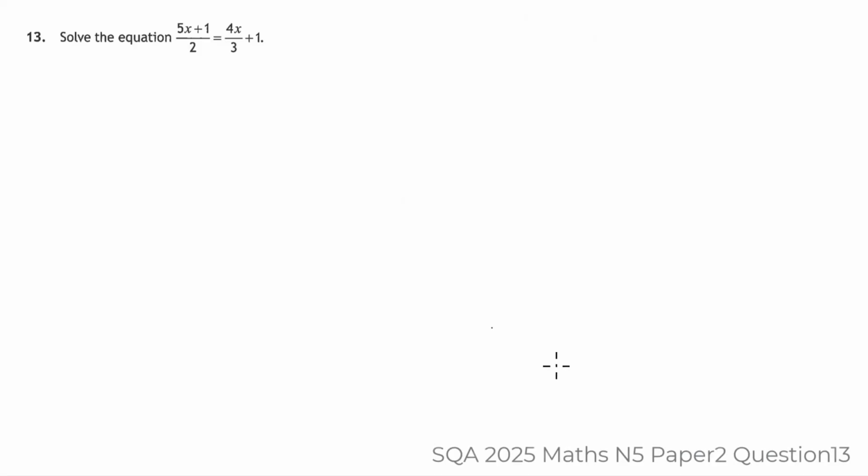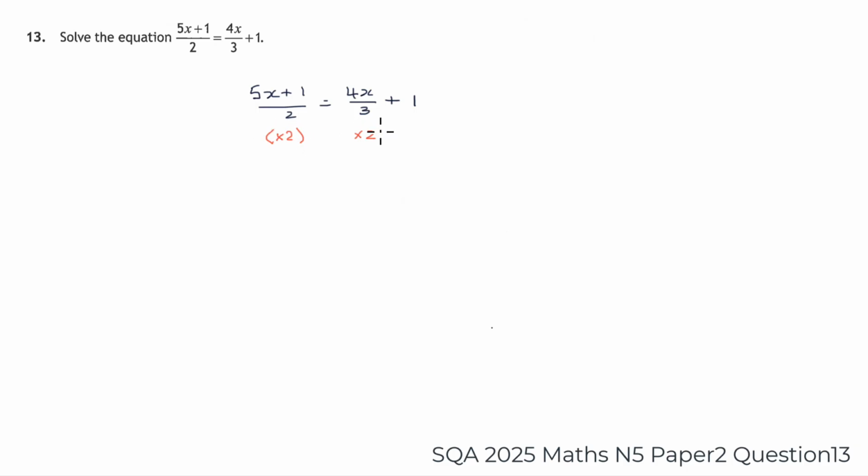Well, here's question 13, and we're asked to solve this equation. 5x plus 1 divided by 2 is equal to 4x over 3 plus 1. So I would imagine the first move we should make is to try and get away from these fractions, and we'll do it in a couple of stages. I think it's easier to see what's going on.